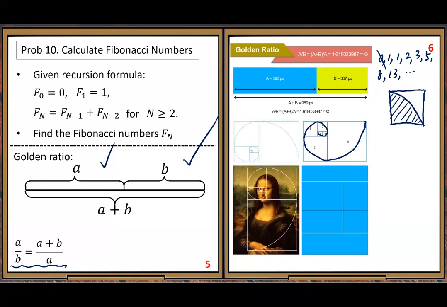Before we try to find the answer, we need to change the form of the right-hand side of this equality. Let's simplify the fraction representation at the right-hand side. 1 plus a b over a. So we split the fraction into two parts. The first part, a over a, that's 1. Then the second part, b over a.